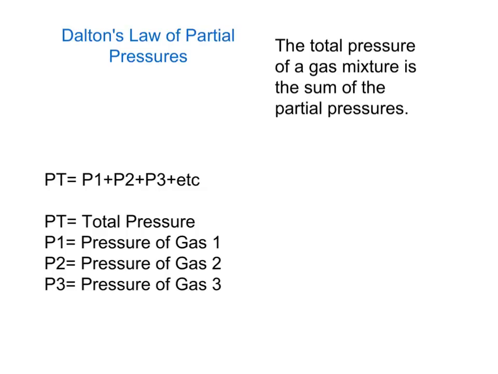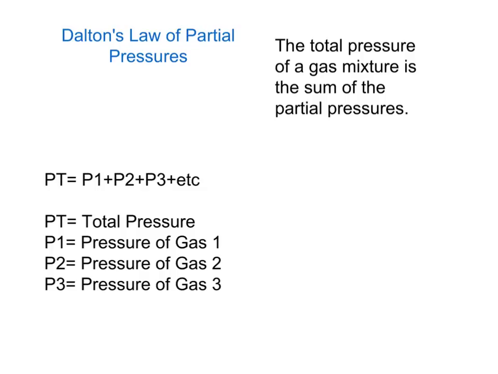This is a video about Dalton's law of partial pressures. Dalton's law of partial pressures states that the total pressure of a gas mixture is the sum of the partial pressures. And the equation for it is PT, which is total pressure, is equal to the pressure of one gas plus the pressure of a second gas plus the pressure of a third gas, etc.